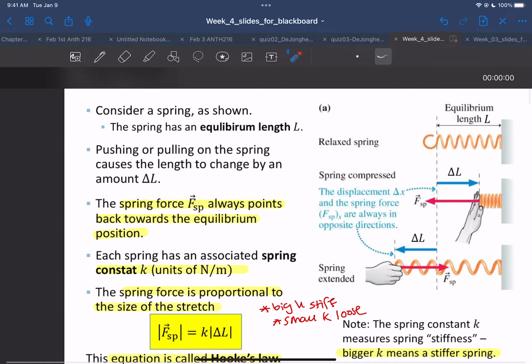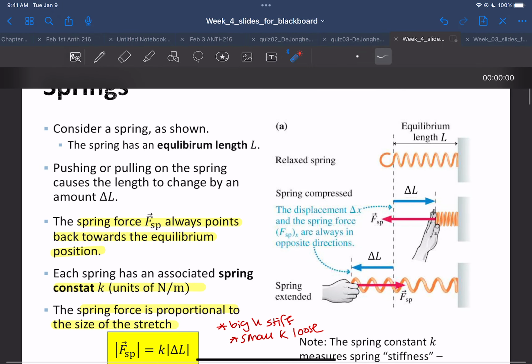And so with all springs, like we said, we have an equilibrium length, an original length. That's its original state, its equilibrium state. That's where it's at rest, pretty much, without you stretching it or compressing it. If you were to push or pull on it, like we did in these examples, then we're going to change the equilibrium length of the spring by a certain amount, delta L.